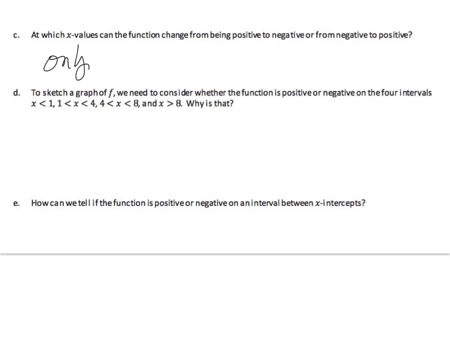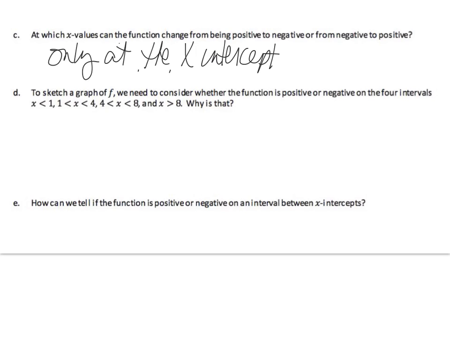Only at the x-intercepts can the function change from being positive to negative, or from negative to positive. To sketch a graph of f, we need to consider whether the function is positive or negative on the 4 intervals: x less than 1, between 1 and 4, between 4 and 8, and then bigger than 8. Why is that?